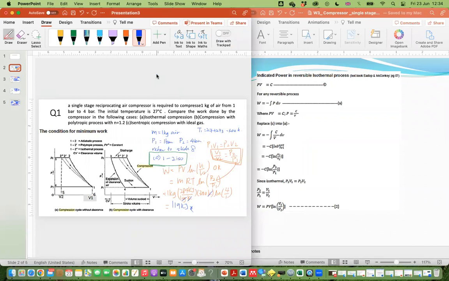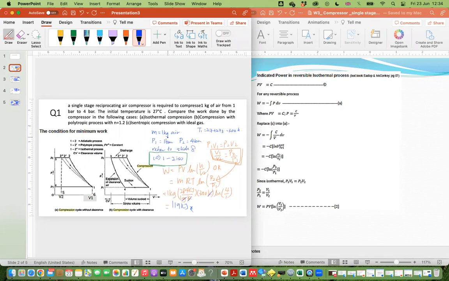So the first is a single stage. There are only two questions given for the tutorial. For the first one, we want to compare the work done by different conditions: isothermal, polytropic, and isentropic. So first we extract the information out.